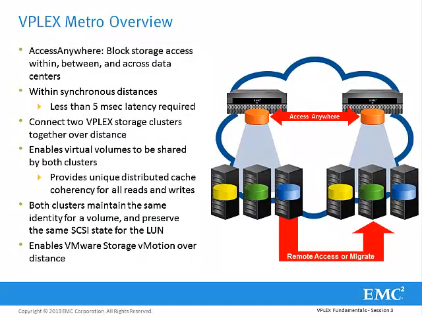VPLEX Metro consists of 2 separate rack sites with less than 5 milliseconds round-trip latency. Each rack may contain 1, 2, or 4 engines, each engine containing 2 directors. The VPLEX Metro makes it possible to configure shared volumes to hosts that are in different sites or failure domains. This enables a new set of solutions that can be implemented over synchronous distances where previously these solutions could only reside within a single data center.